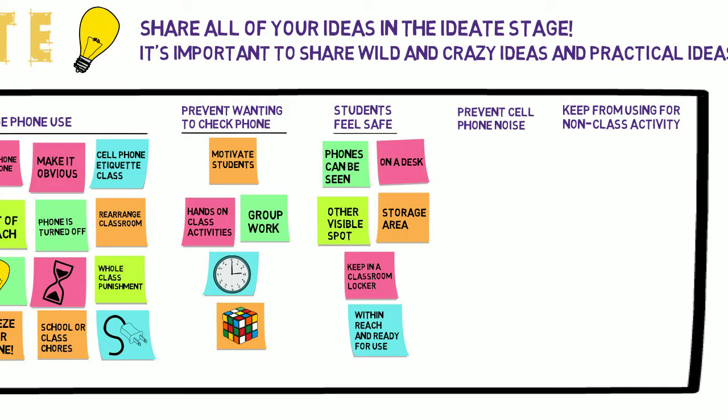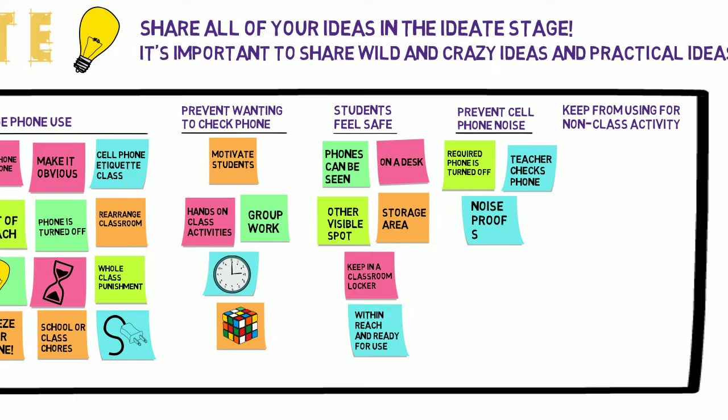To prevent cell phone noise, require cell phones are turned off before class begins. The teacher checks the phone. There's a noise-proof sleeve that students put their phone in and they can keep it on their desk. The phone is taken away if it makes any noise. The teacher could be permitted to view the student's cell phone if it makes a sound.